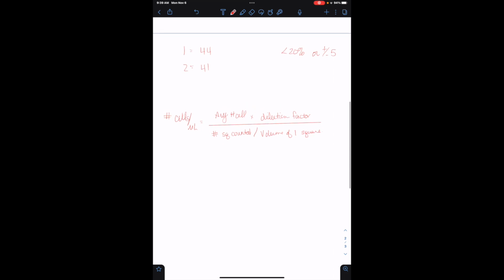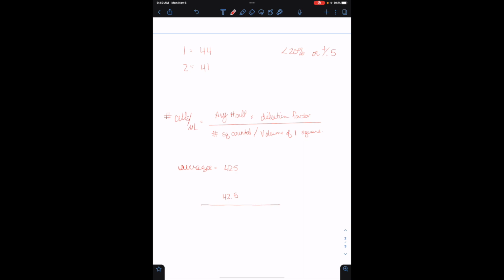So for our white blood cells, we're going to go ahead and average those. So we have 44 and 41. I think we're going to have a 0.5 here, but let me do the calculation. So 44 plus 41 divided by 2 is 42.5. So our average is 42.5. In our calculation, we'll put 42.5. And I didn't tell you that we had any dilution, so we're going to do this initially with no dilution factor.